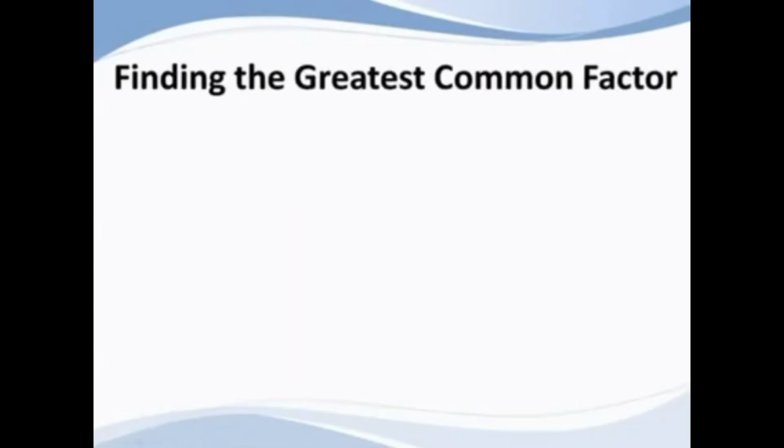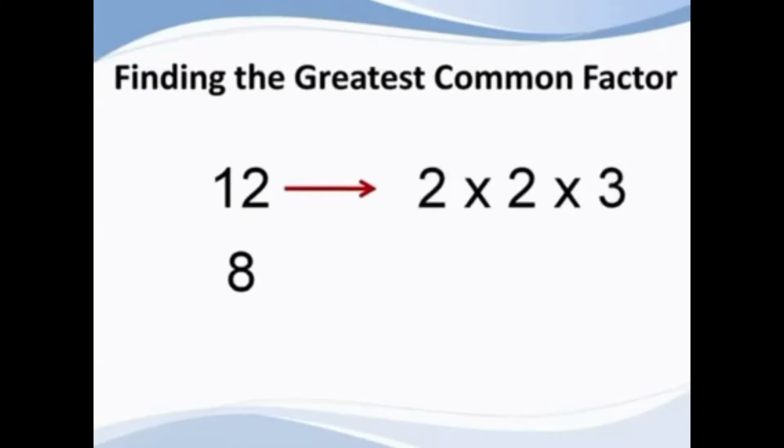So let's get down to it, shall we? Suppose we are asked to find the greatest common factor between 12 and 8. We could guess at the factors that are in common, but it's better to have a strategy. Using a factor tree, we saw that 12 was equal to 2 times 2 times 3. 8 is equal to 2 times 2 times 2. Remember the title of this lesson, Finding the Greatest Common Factor. So if we find all the factors that are in common, we will achieve our goal.